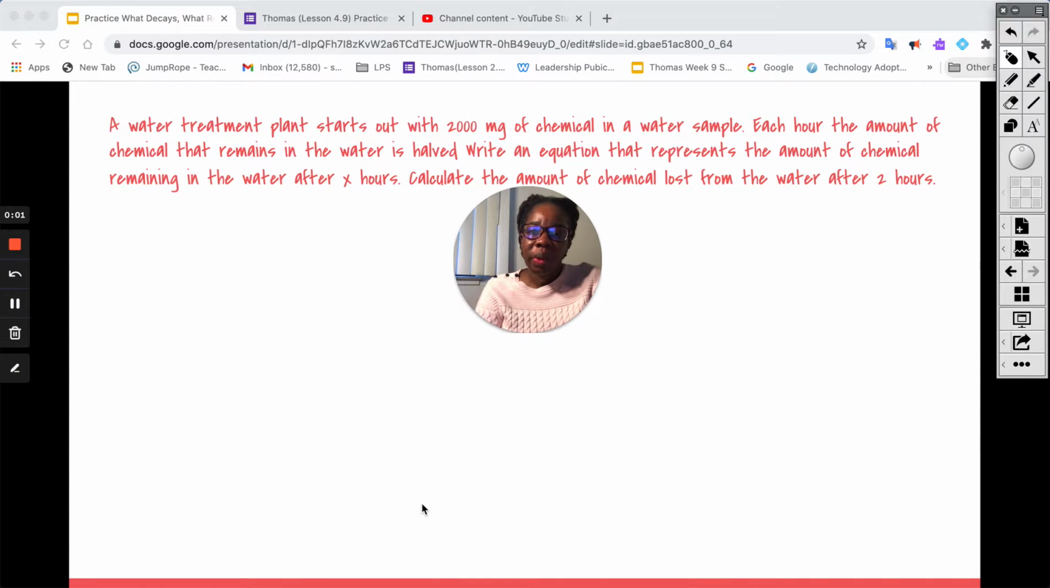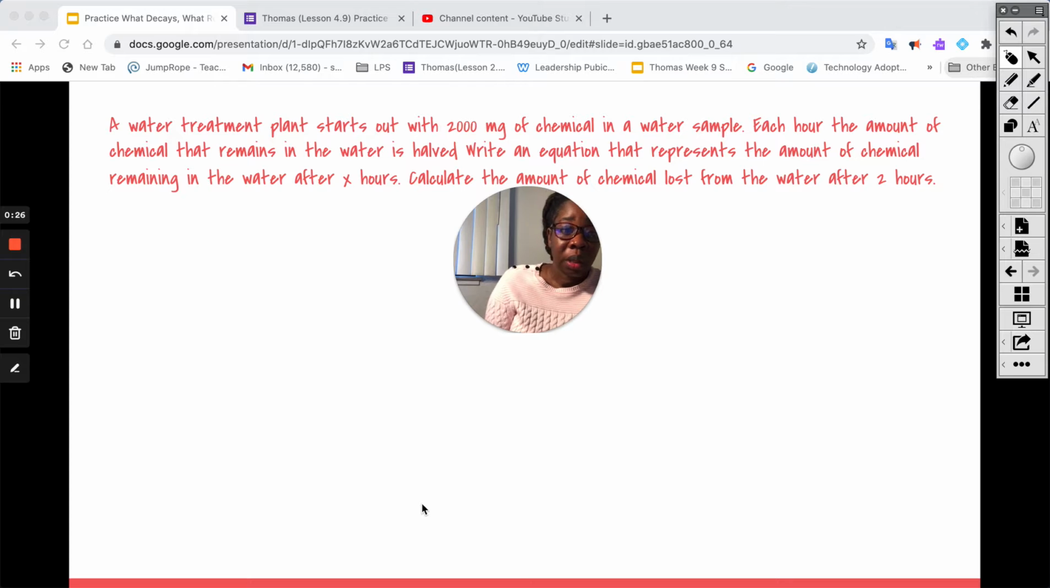All right, so this question says a water treatment plant starts out with 2,000 milligrams of chemical in a water sample. Each hour, the amount of chemical that remains in the water is halved. Write an equation that represents the amount of chemical remaining in the water after x hours, and calculate the amount of chemical lost from the water after 2 hours.